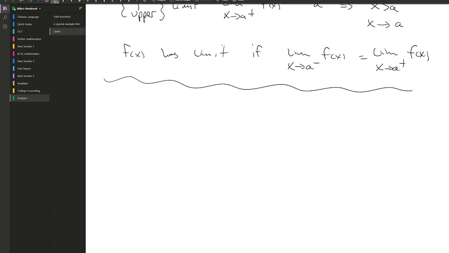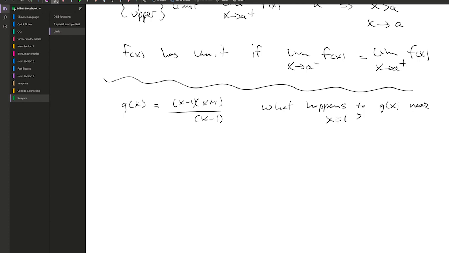Okay, so now let's go back and let's think about that function g of x. g of x is the function (x minus 1)(x plus 1) over (x minus 1). And my question was, what happens to g of x near x is 1? So another question is, what is the limit as x goes to 1 of g of x? That's the limit as x goes to 1 of (x minus 1)(x plus 1) over (x minus 1).